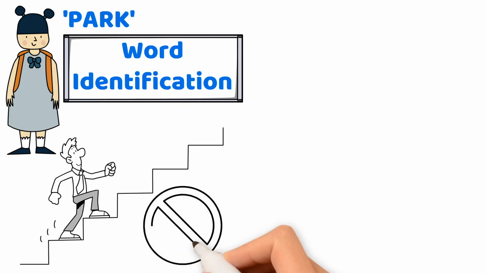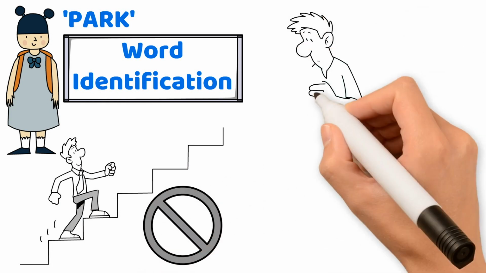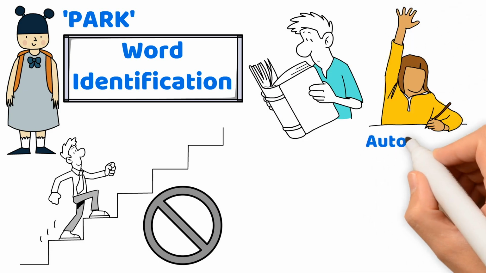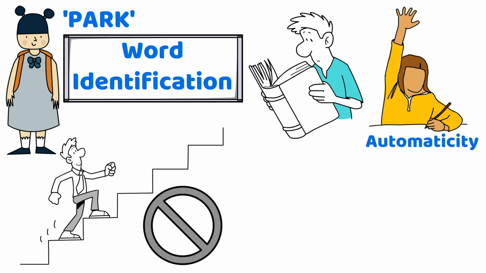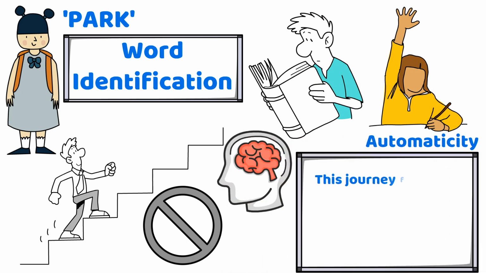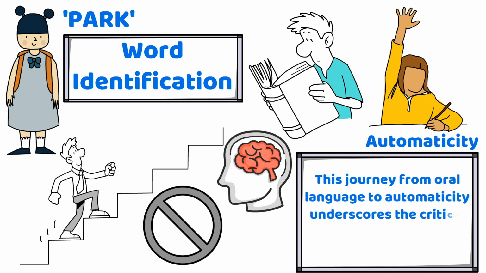But recognizing the word isn't enough. Through repeated exposure and learning, the child transitions from mere recognition to what we call automaticity, reading the word park swiftly and understanding its meaning instantly. This journey from oral language to automaticity underscores the critical role of phonics and sight words.